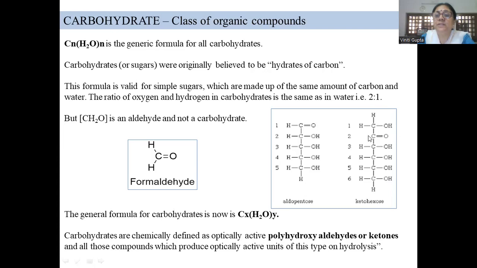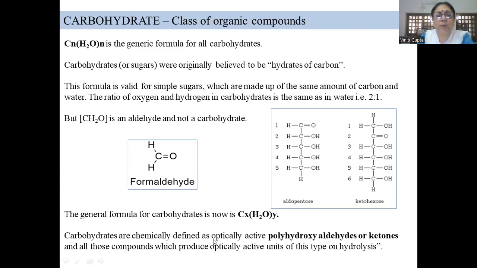Here you have 5 OH groups, so it is polyhydroxy again. But since you have a C double bond O, a ketone group, which is attached to 2 groups, it is not an aldehyde group. It is not at the terminal end. It is at the second carbon atom. Aldehyde will always be at the terminal carbon atom. This will never be at the terminal carbon atom. So this is a ketone, and we can call it a polyhydroxy ketone.